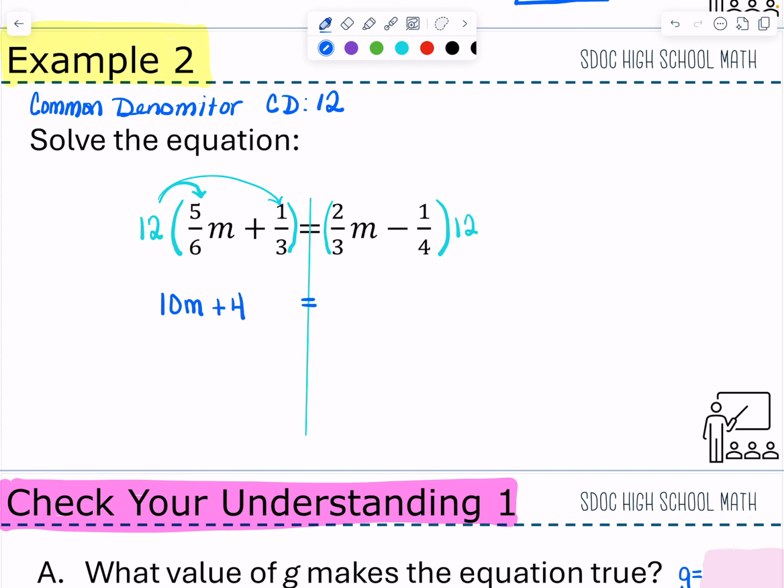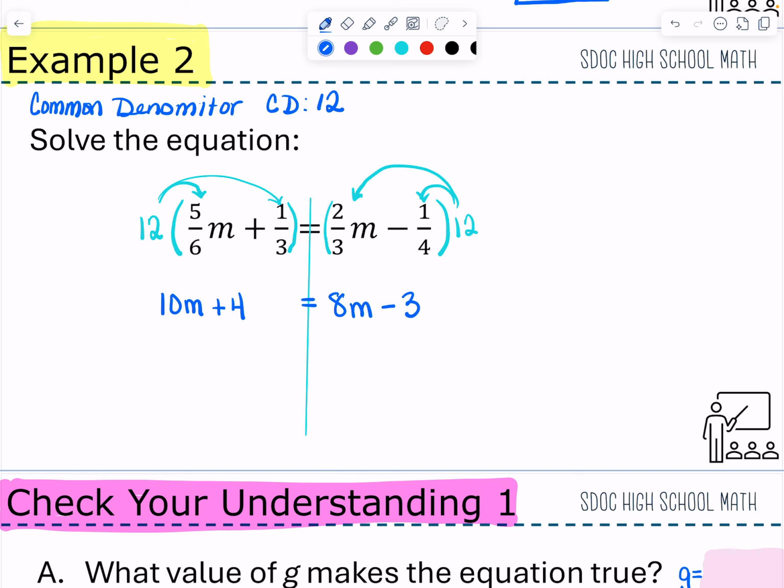Now on the right side, I'm doing 12 times 2/3. 12 times 2 is 24. Divided by 3, it's going to give me 8. And don't forget that variable m that is there. 8m. And then I have 12 times negative 1/4. 12 times negative 1 is negative 12. Divided by 4 gives me negative 3. Now, the whole goal of that first step was to get rid of the denominator, and that's exactly what we did.